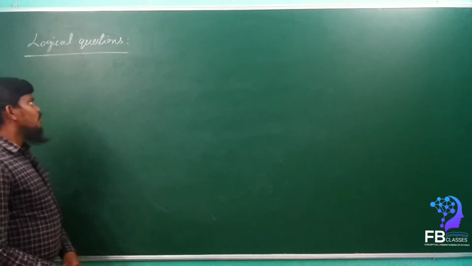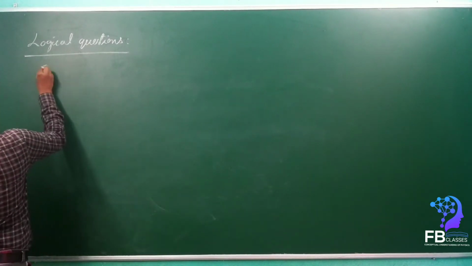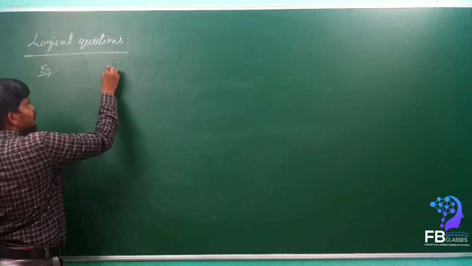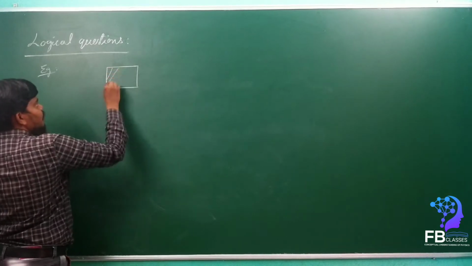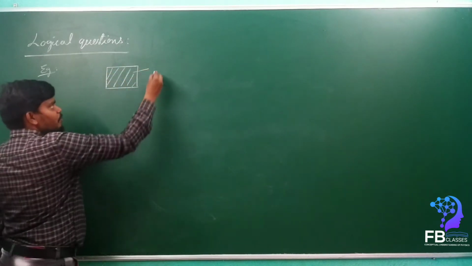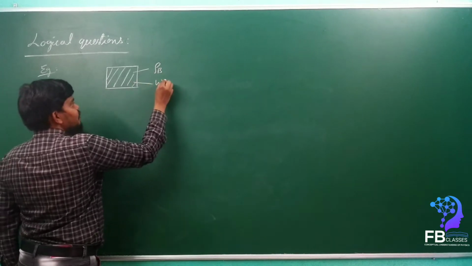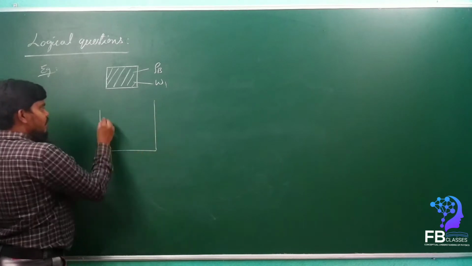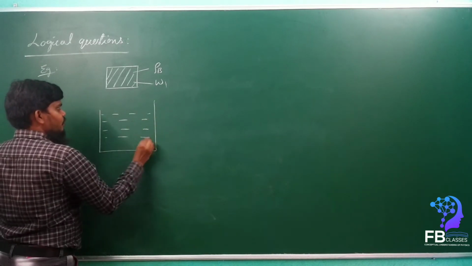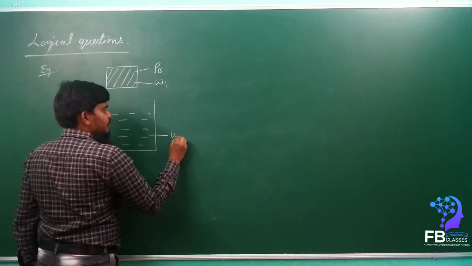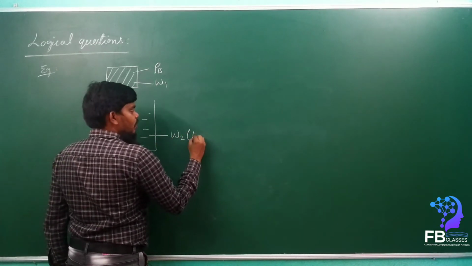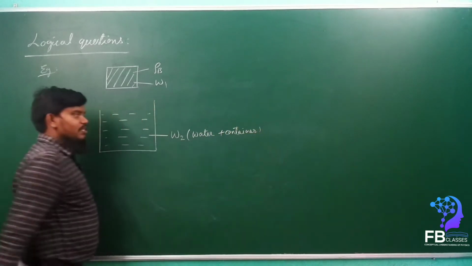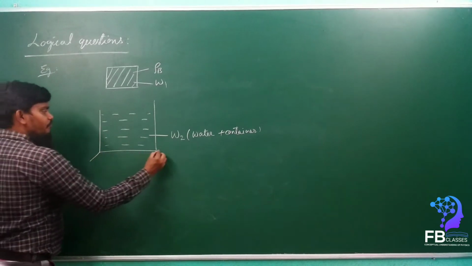Yes, sir. So, in the logical questions, if we take an example, consider there is a block. The density of the block is rho b and its weight is W1. The second thing is a container with water. The weight of water plus container is W2. It is placed onto the weighing machine.